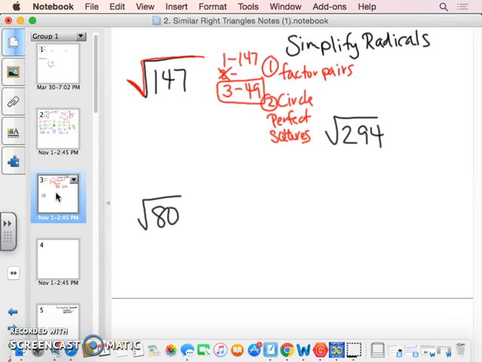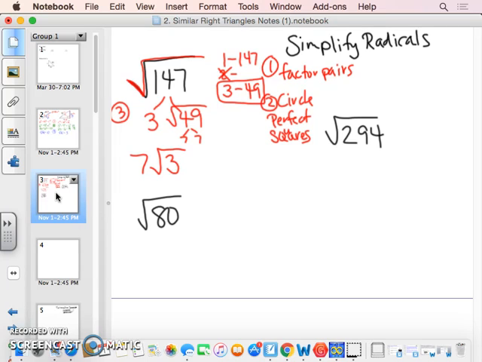Okay, now I'm going to make my factor tree. And so this is 3 times 49. I'm going to pull out, so this is step 3, the square root of 49 because that's my perfect square. So 49 is 7 times 7. So the 7 goes in front, and I leave the rest behind. So I'm going to leave the square root of 3 behind. So the square root of 147 can be written as 7 square root of 3.